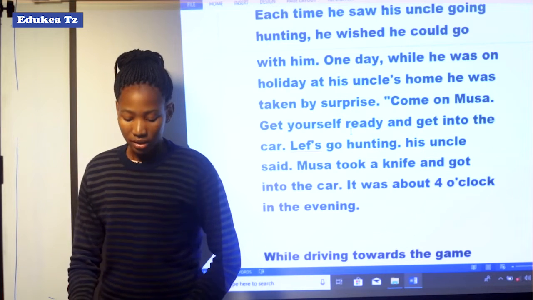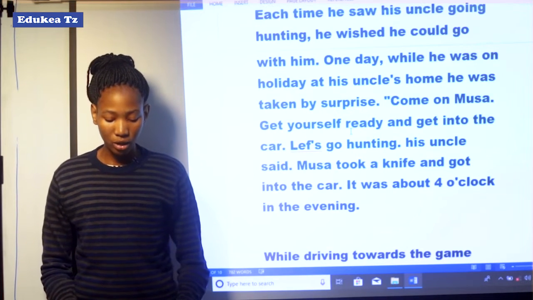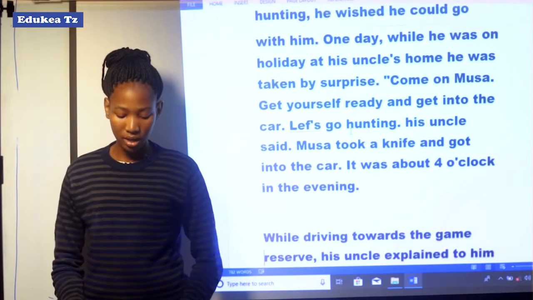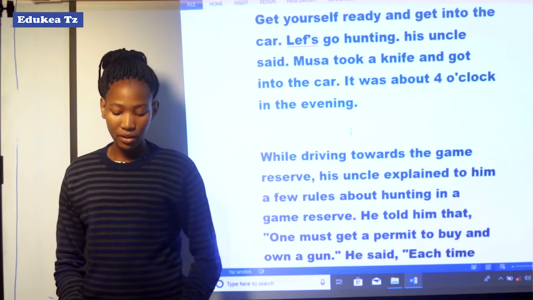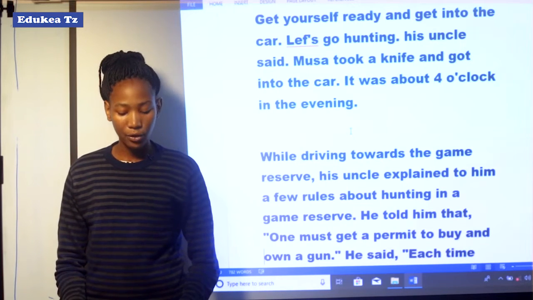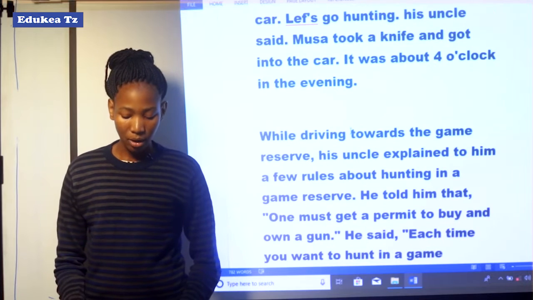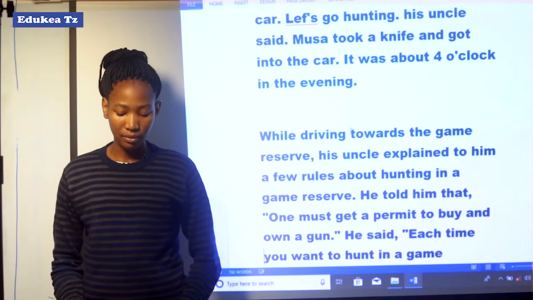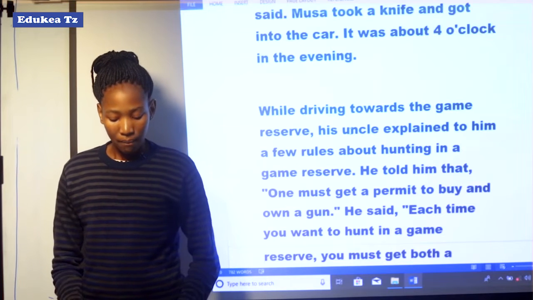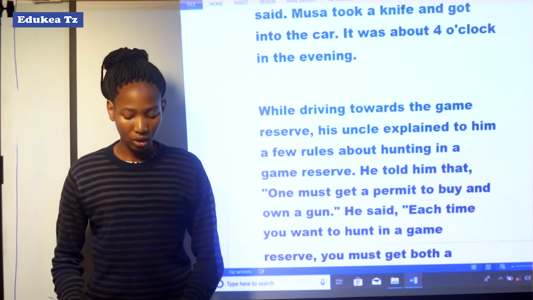Musa took a knife and he got in the car. It was about 4 o'clock in the evening. While driving toward the game reserve, his uncle explained to him a few rules about hunting in a game reserve. He told him that one must get a permit to buy and own a gun.